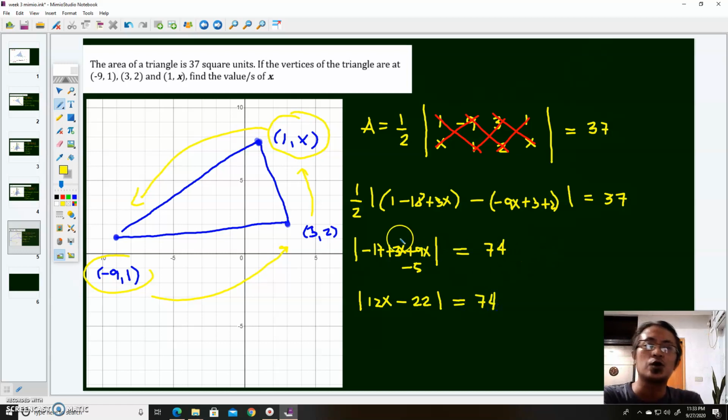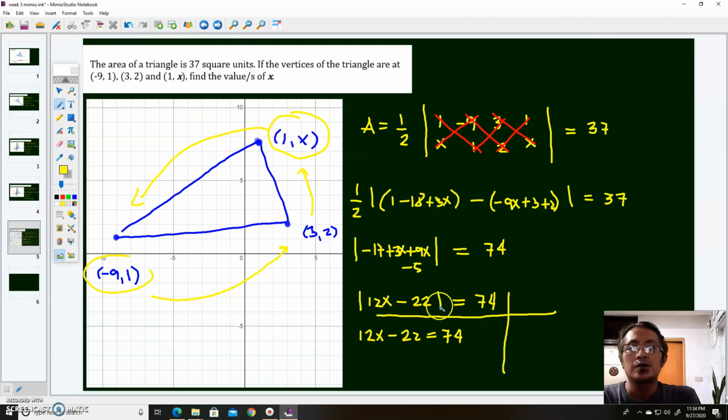Now remember how to solve absolute value equations. First we equate what's inside the absolute value to the right side, so basically copying the equation as it is, although the left side will not have the absolute value symbol anymore. And the second equation will be 12x minus 22, still what's inside the absolute value, equated to the negative of the right side. So you have your 12x is equal to, moving minus 22 to the right, 96. So x is 8.